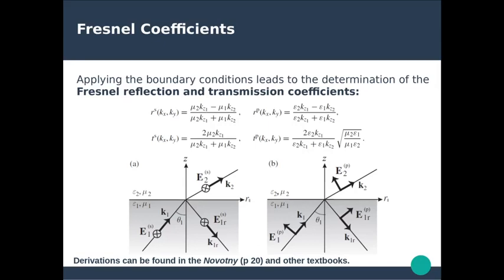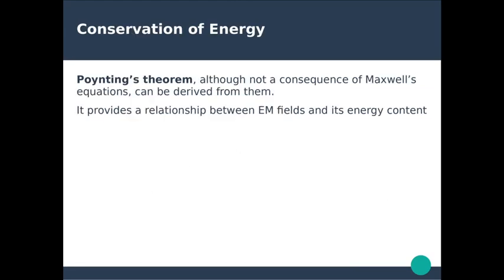So now the last piece I want to cover in this video concerns the conservation of energy. Conservation of energy is basically governed by the Poynting theorem. Although it's not a direct consequence of Maxwell's equations, the Poynting theorem can actually be derived from them. It provides a clear relationship between the electromagnetic fields and the actual electromagnetic energy those fields contain.